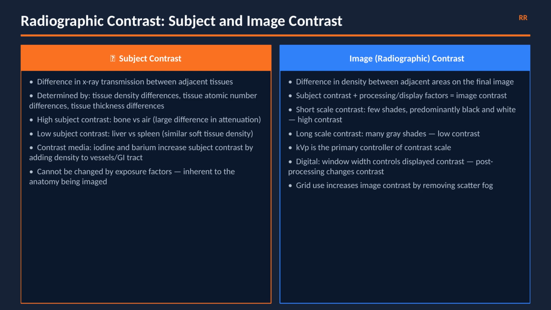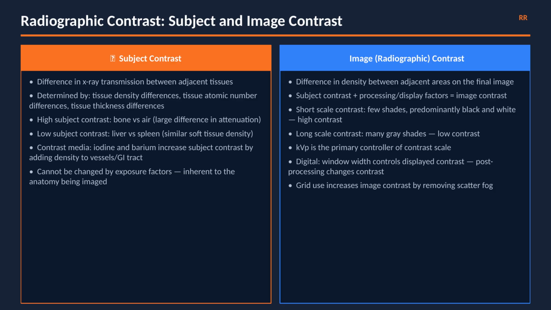Contrast media add artificial subject contrast by introducing high-density iodine or barium into anatomical spaces. Image contrast, or radiographic contrast, is the visible difference in density between adjacent areas on the final image. It equals subject contrast modified by processing and display factors.